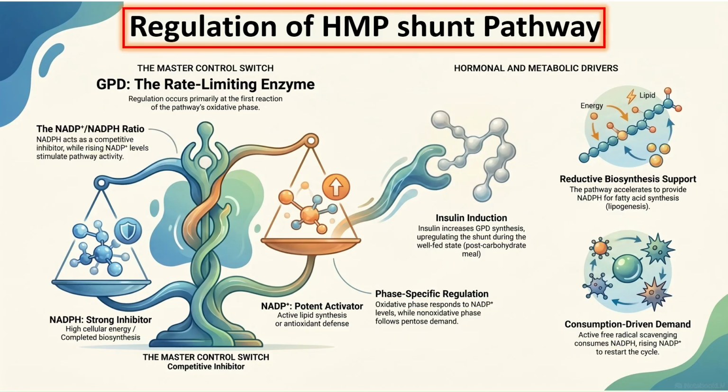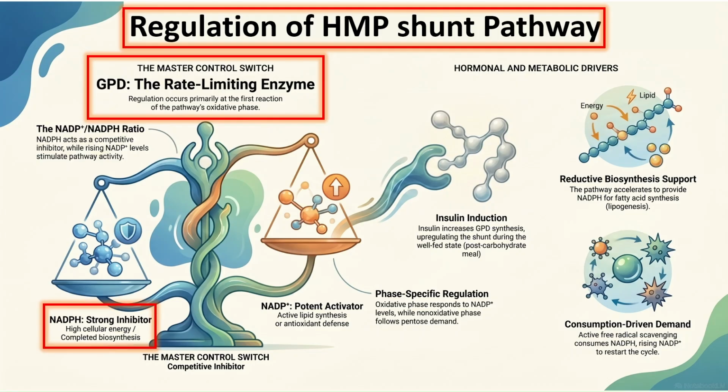The primary site of regulation is the first reaction of the oxidative phase, that is glucose 6-phosphate dehydrogenase, the enzyme that catalyzes the rate limiting step. Now regulation by substrate or product availability, that is the allosteric control: the first substrate is NADPH. It acts as a strong competitive inhibitor of the glucose 6-phosphate dehydrogenase enzyme. That means higher NADPH levels will lower the HMP pathway.